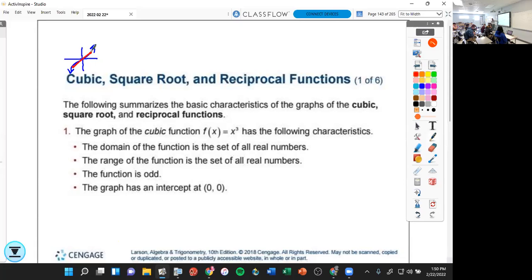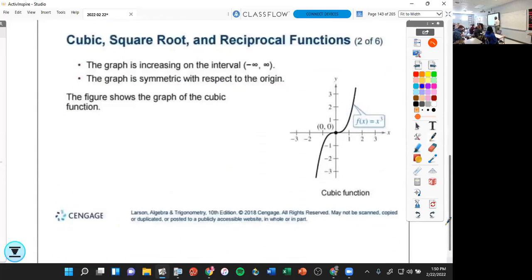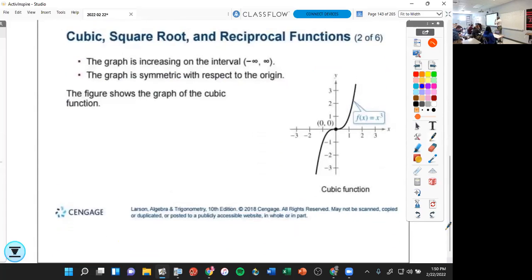It has one intercept. It has both an x and a y intercept at the point 0, 0. The graph is increasing always from negative infinity to infinity. And I'm going to say this again. When you're talking about graphs being increasing, decreasing, and constant, we read from left to right, okay? And then it says right here, the graph is symmetric with respect to the origin. Again, another redundant statement. And that's what the cubic function looks like.